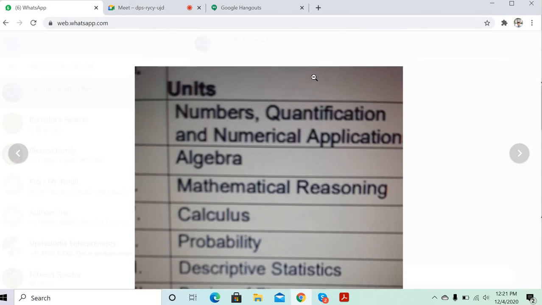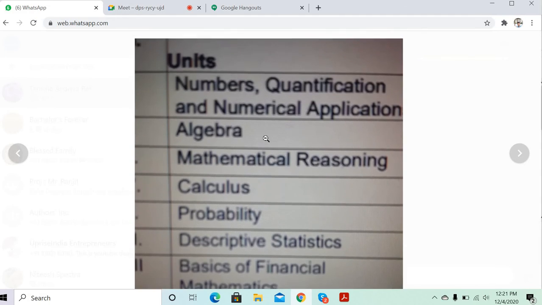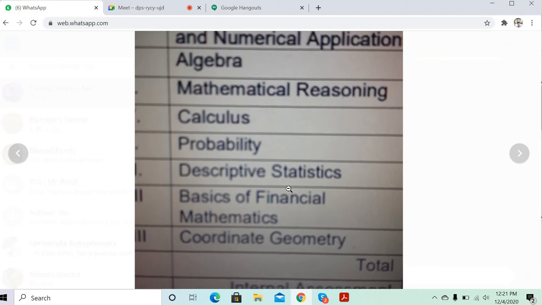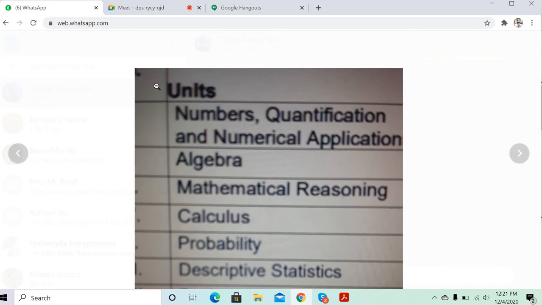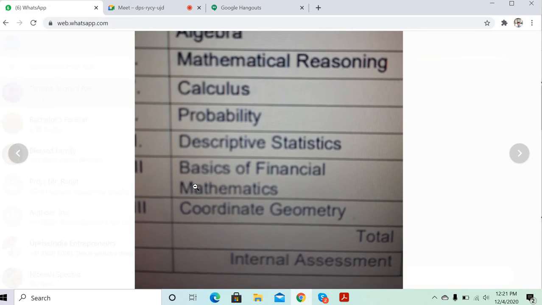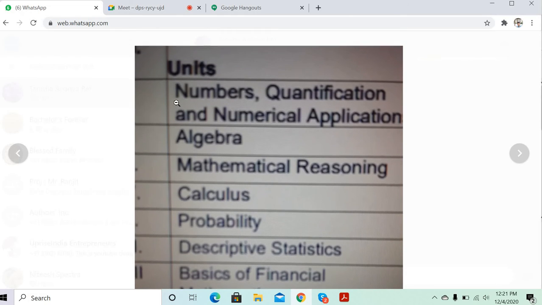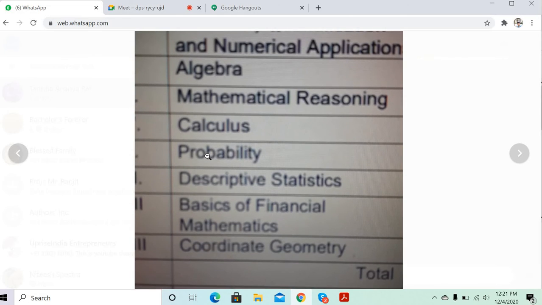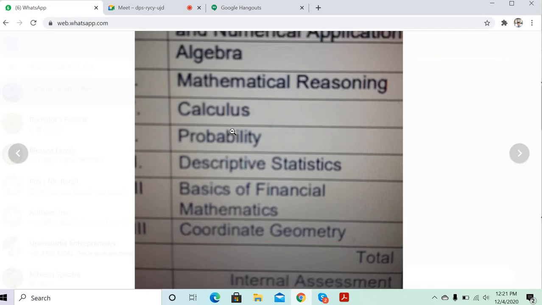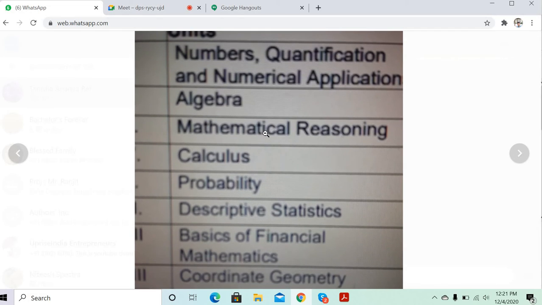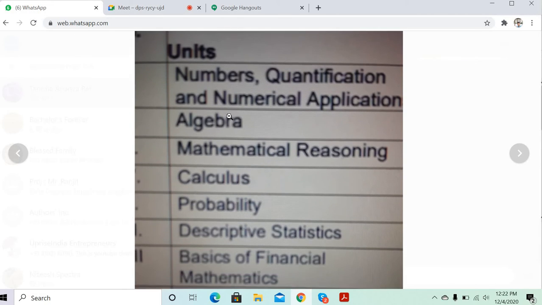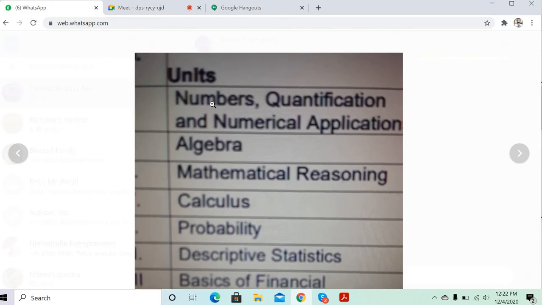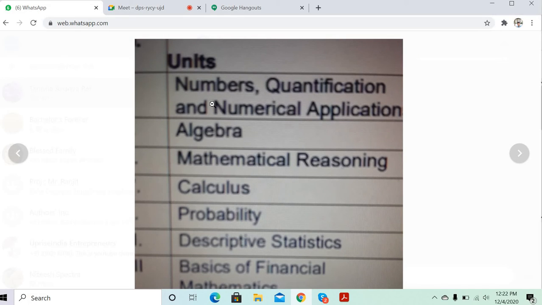Yes, sir. Let's go to the part now. Number 1 in numerical application, algebra, mathematical reasoning, calculus, probability, descriptive analysis, financial coordinate geometry. Okay. Do you have the book with you? No, sir, I don't have it. You don't have it. Okay, no problem. Probability is common, calculus is also common, mathematical reasoning you have a separate book for it. Algebra is common, but numbers, quantification, numerical applications are again there in the applied maths book.